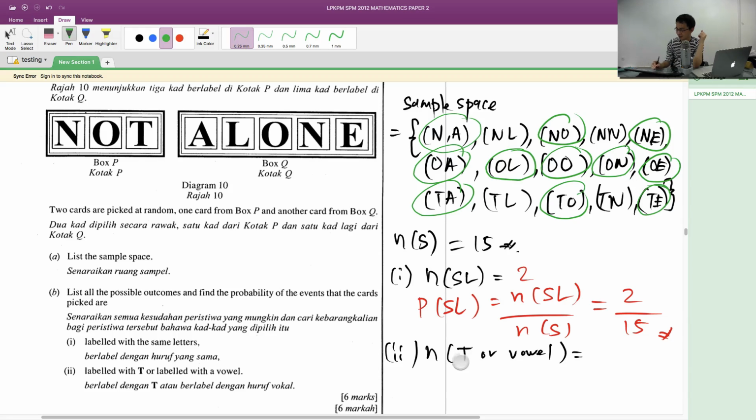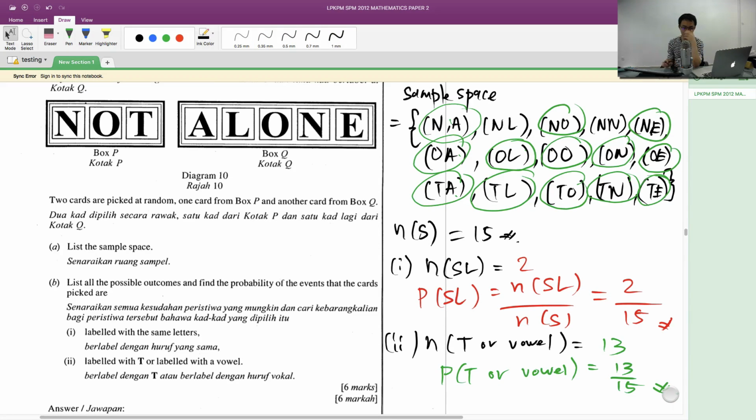And then the next condition is T. Whatever has T must all be included. So 1, 2, 3, 4. Basically 15 minus 3 is 13. We have 13. So the probability for T or vowel is 13 divided by total 15. That's all. Very easy.